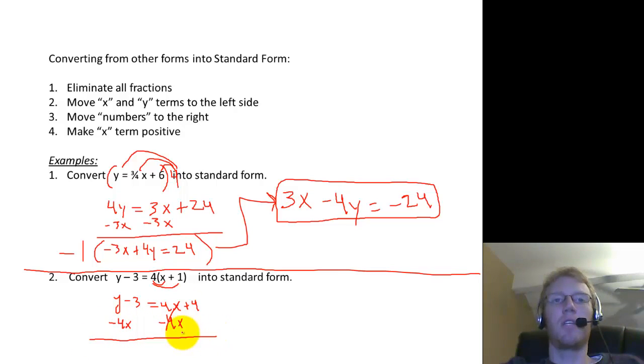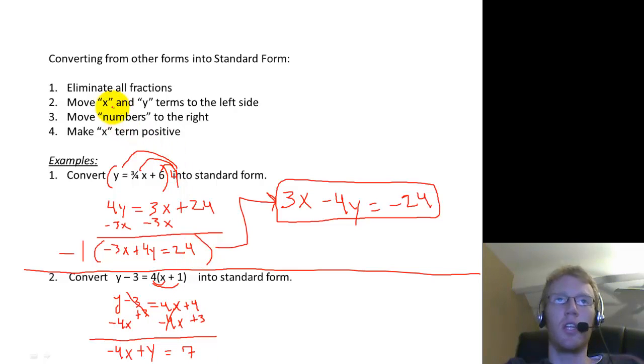Let's do a second step at the same time. Let's add 3 to both sides. So I encourage you guys, as long as you're showing your work, you can do multiple steps at the same time. So we'll have negative 4x plus y. We're adding those together. Equals. Those canceled out. So 4 plus 3 is 7.